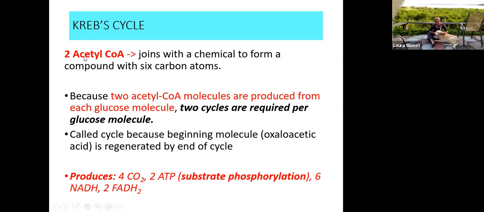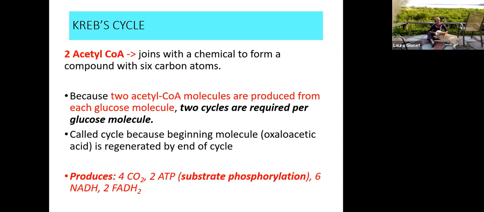Okay, so now the end products of the formation of acetyl CoA, which are 2 acetyl CoA, are going to get pumped into this next cycle. So the 2 acetyl CoA join with a chemical to form a 6-carbon compound as it enters the Krebs cycle. Because there are 2 acetyl CoA molecules produced from each glucose molecule, because we started with 1 glucose molecule, now we have 2 acetyl CoAs.